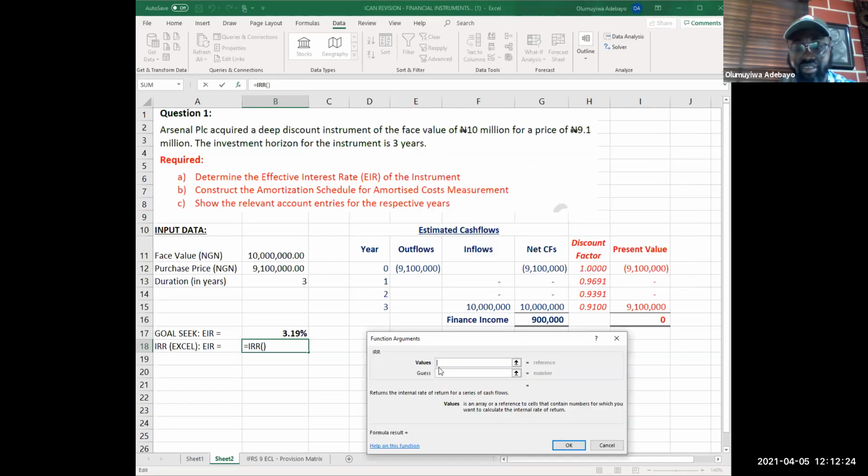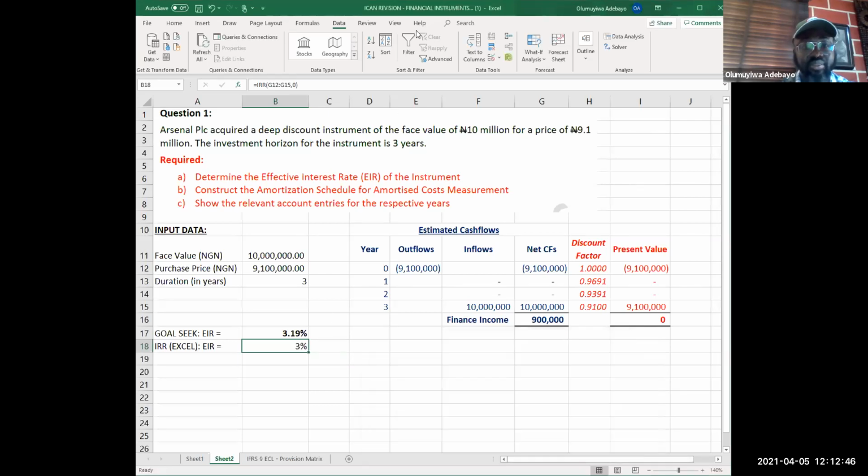What it needs is the set of array, the values, from period 0 to period n. I'll click this set of array, and it asks me to guess. I don't need to guess; I can just put 0 or anything there. Already, before I even press OK, it has given me my answer. I'll say okay.